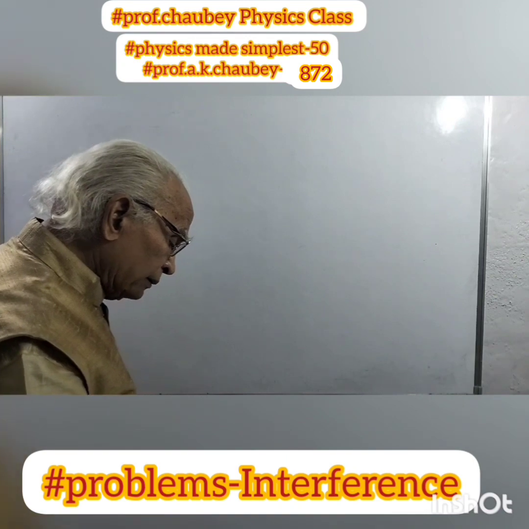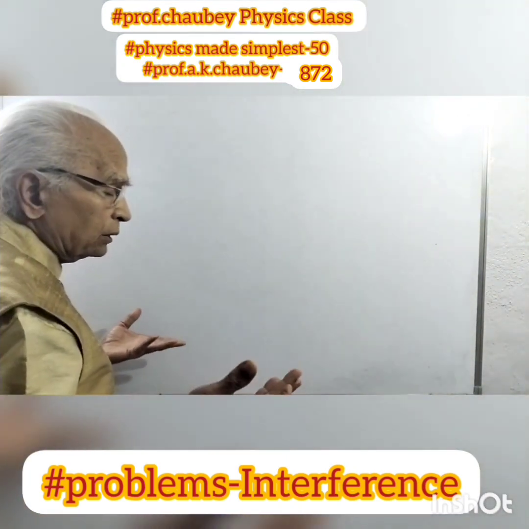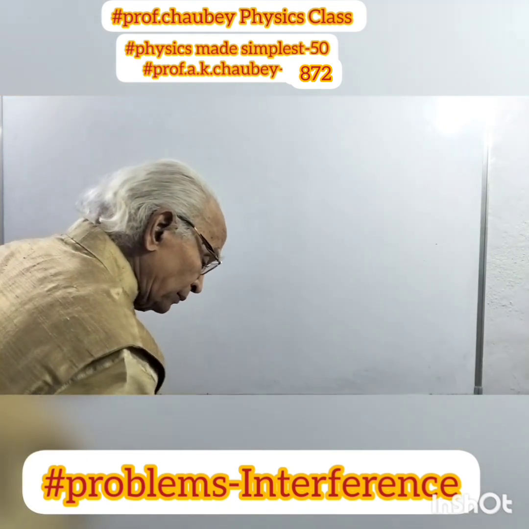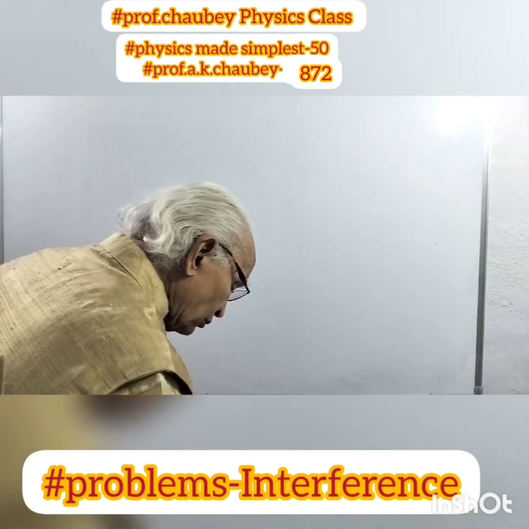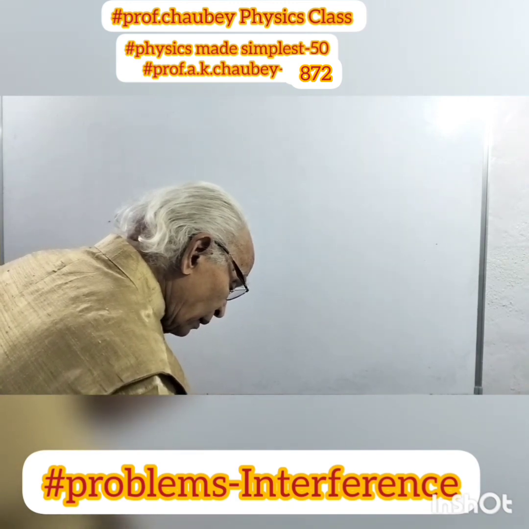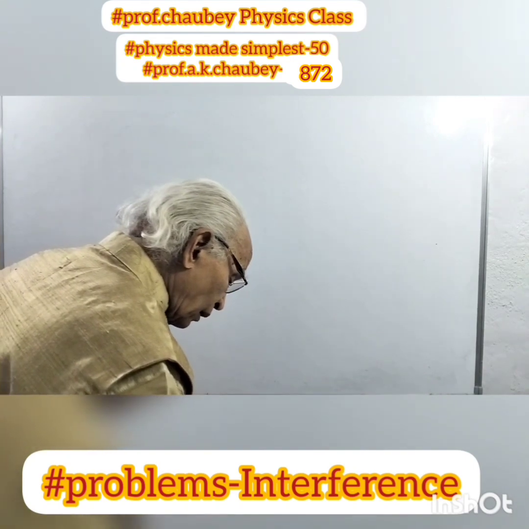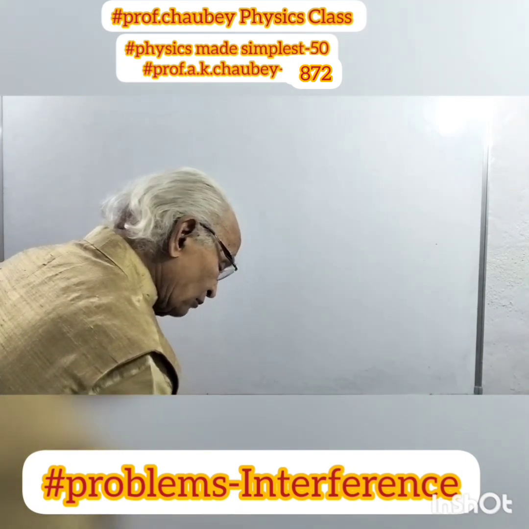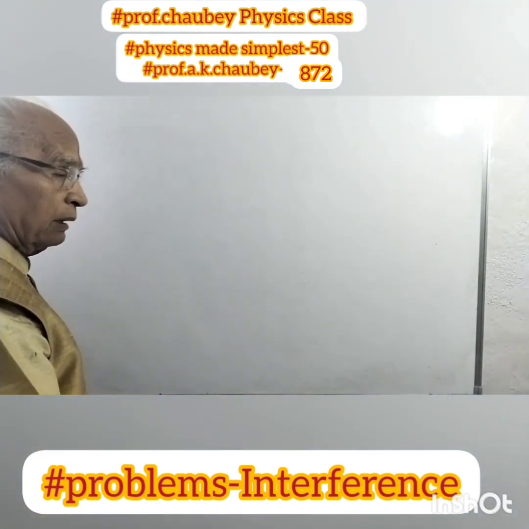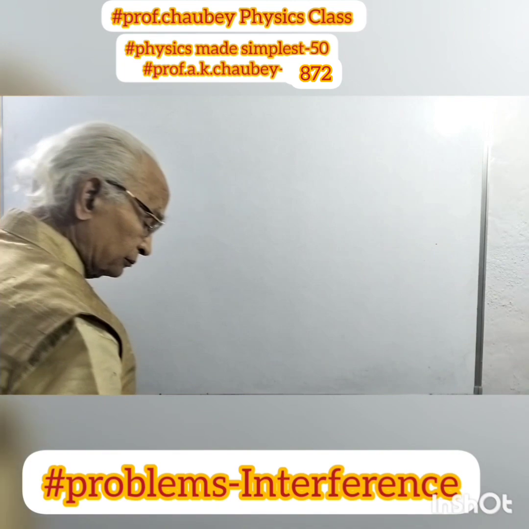I just answered the question: the whole setup is immersed in water. I told you that the medium changes, so the wavelength will change. The wavelength of the light is less in water. So wavelength less means the fringe width decreases.